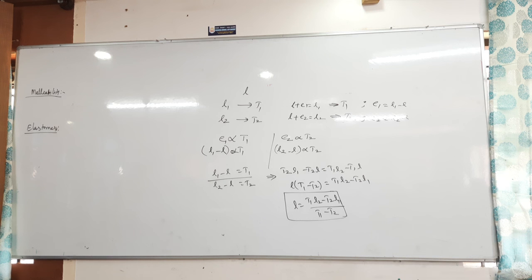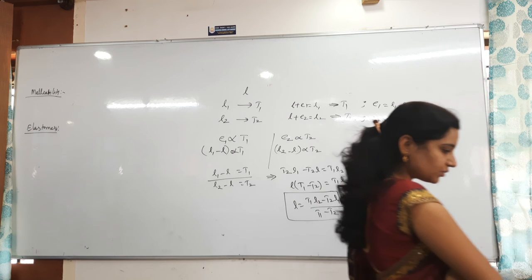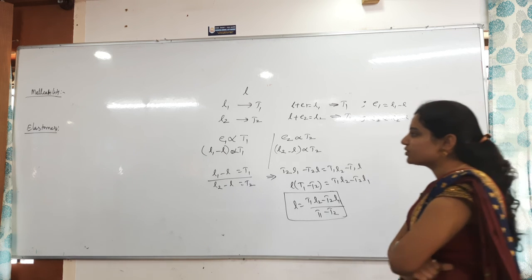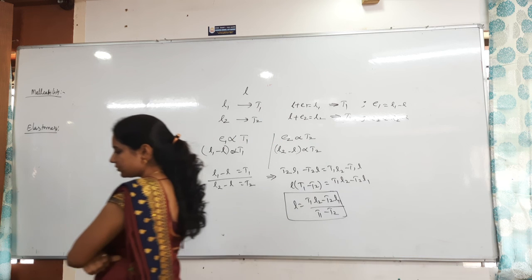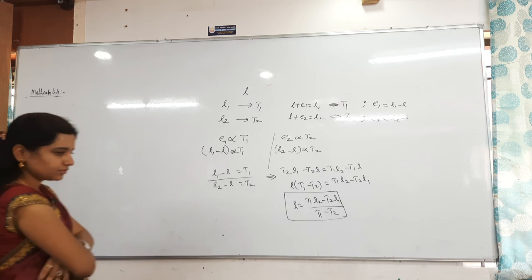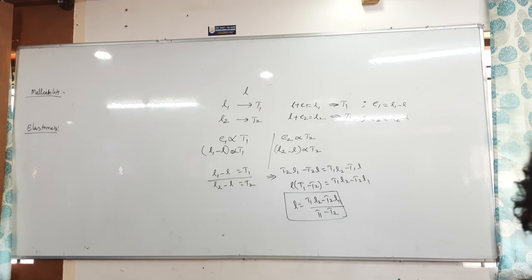Elastomers. The materials which can be stretched for a longer strain without breaking. Examples: rubber and aorta.